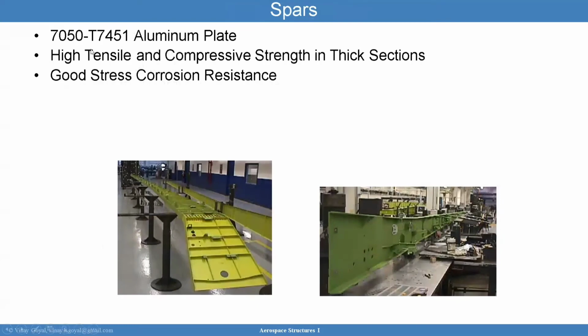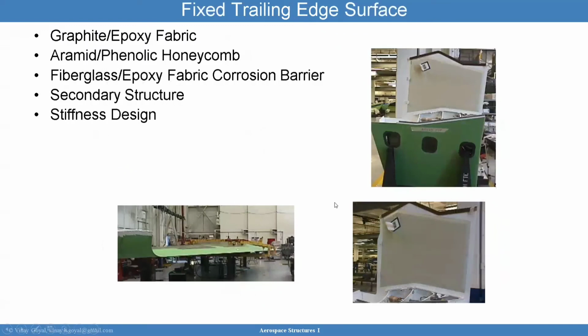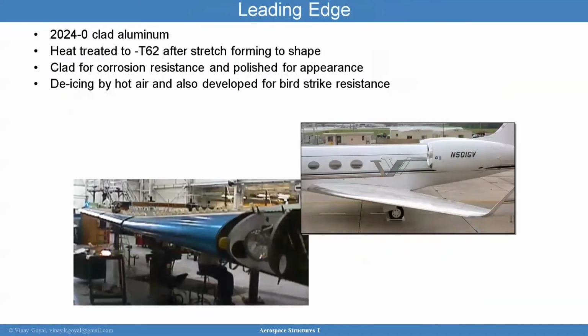Spars are 7050 and Z7451 aluminum plate, with high tensile and compressive strength in thick sections, and good stress corrosion resistance. Fixed trailing edge surface is typically graphite epoxy fabric, composites in general, secondary structures typically used there. We want something with good stiffness, which is why composites are typically used.